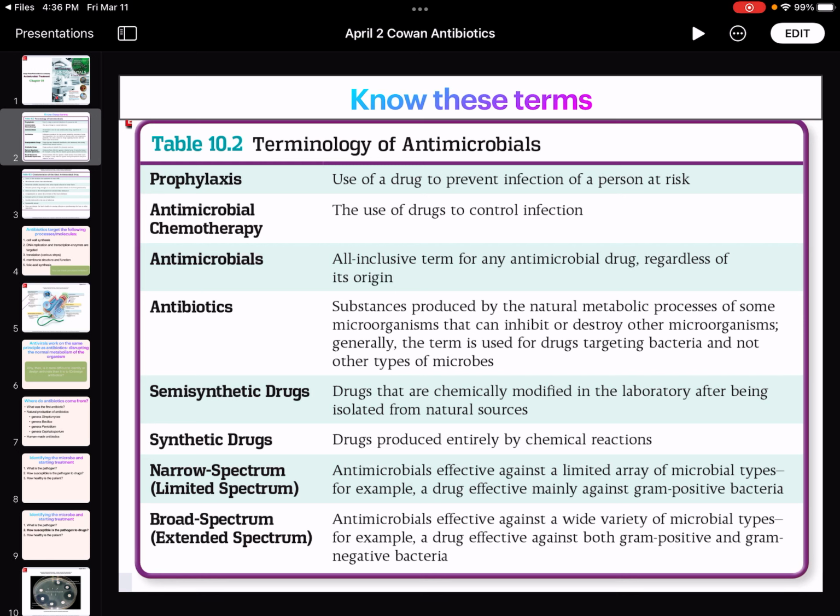Everyone. So today we're going to discuss antimicrobial drugs. Now we have a bunch of terms here that you should be familiar with, and you should know the difference between an antimicrobial and an antibiotic. So antibiotics in particular is a term for those drugs which are produced by either bacteria or fungi.